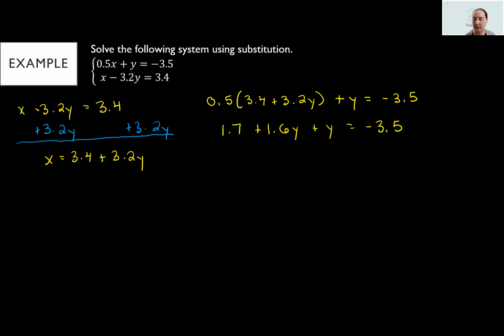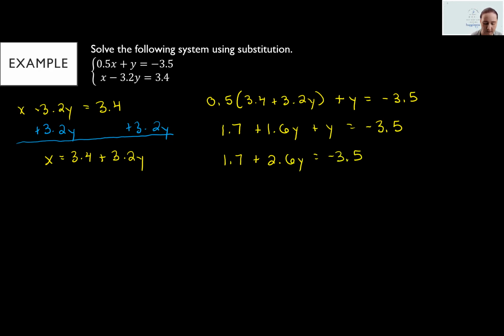Now, had my multiplication not come out to a nice number, so that I had to round, I might round to 2 decimal places just to make sure that I have enough places of accuracy. So now the 1.6y plus y is going to be 2.6y. So 1.7 plus 2.6y equals negative 3.5.